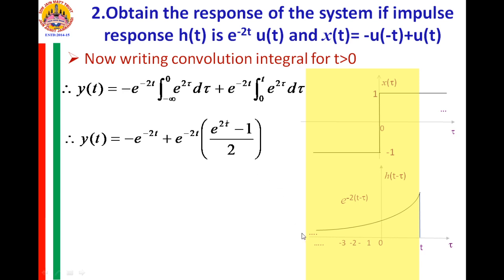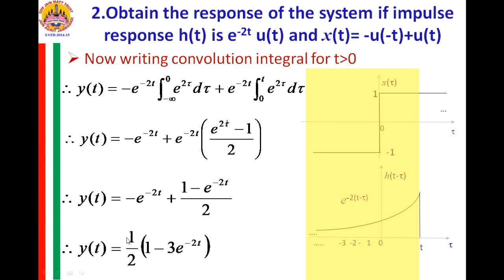Now when you multiply inside with this e raised to minus 2t, this cancels and this becomes minus of e raised to minus 2t by 2. Now this is also e raised to minus 2t, this is also e raised to minus 2t. If you combine these two together, what is your answer? y of t is equal to 1 by 2, you take common, 1 minus, so this 1 and this 1 by 2 is 3 by 2, so it is minus 3 e raised to minus 2t. This is for t greater than 0.